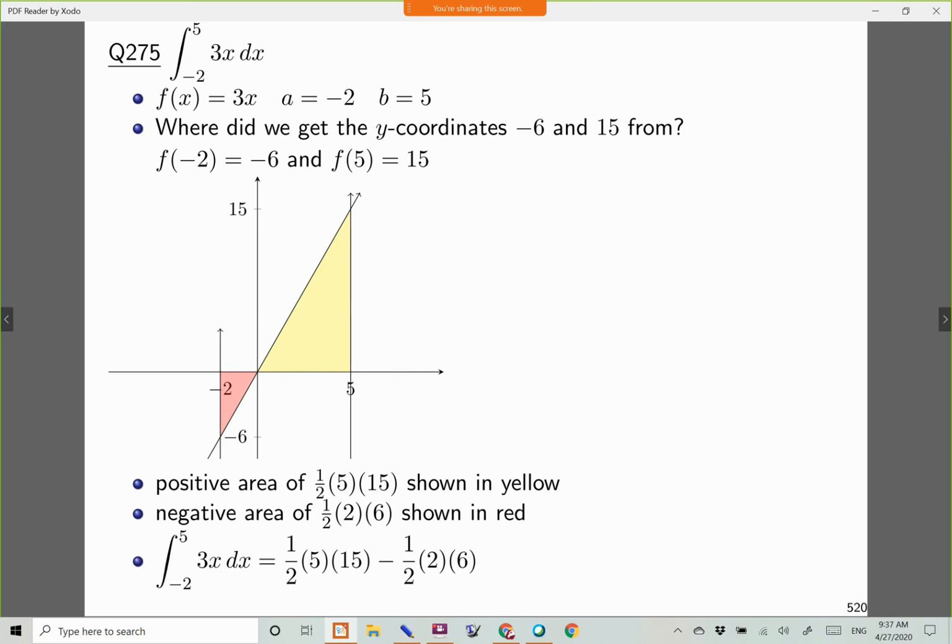So here's how we put it all together. There's the original question up here. Again, it's about signed area, and I just stuck the positive area first. And the negative area, it should be plus a negative, but I just wrote it as minus, and that is the area in red.